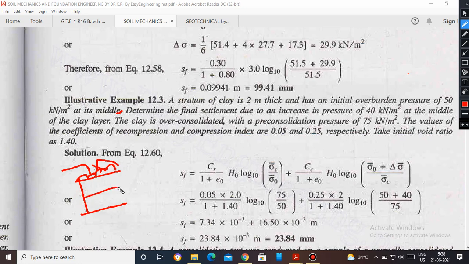The clay is over consolidated, that means in previous history the soil mass was subjected to more pressure compared to the present conditions, and the soil mass is over consolidated. That over consolidation pressure we are taking as 75 kN per meter square.